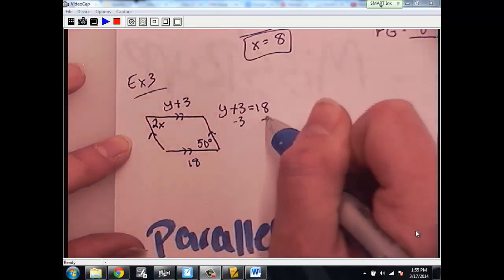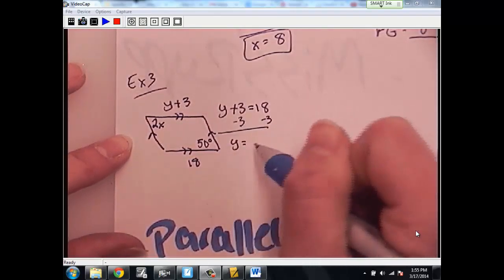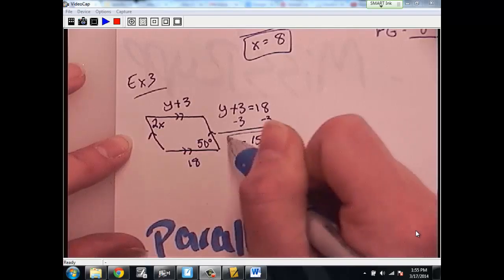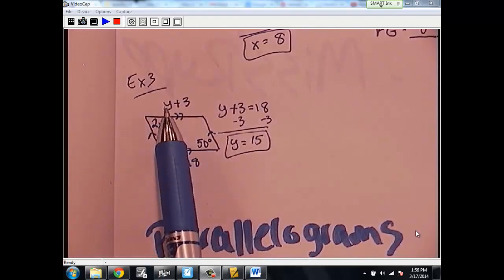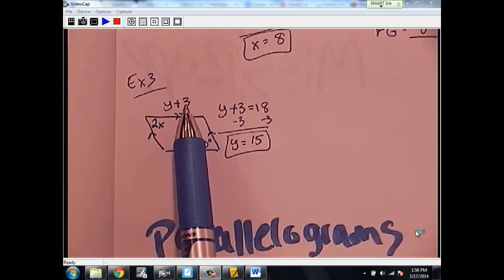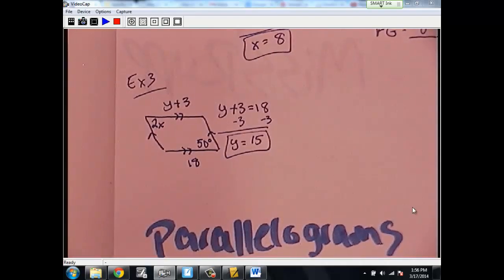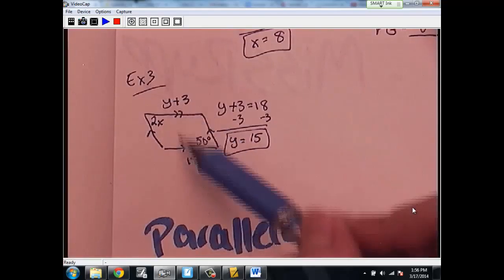Solve it. Minus 3, minus 3. Y equals 15. And just double check. Does it work? If y is 15, put a 15 in here. 15 plus 3 is 18. 18 and 18 match up. Yeah, both of those sides would then be 18.